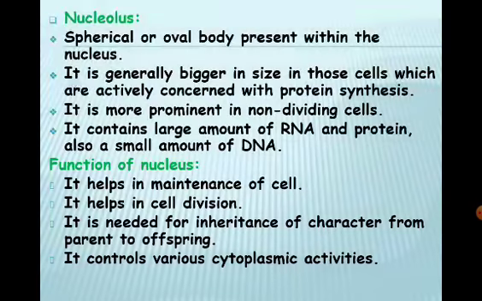Now let's see the nucleolus. The nucleolus is a spherical or oval body present within the nucleus. It is generally bigger in cells actively concerned with protein synthesis. That means in a cell performing active protein synthesis, the nucleolus is bigger. It is prominent in a non-dividing cell, that means a cell not undergoing cell division. It contains a large amount of RNA, protein and a smaller amount of DNA.